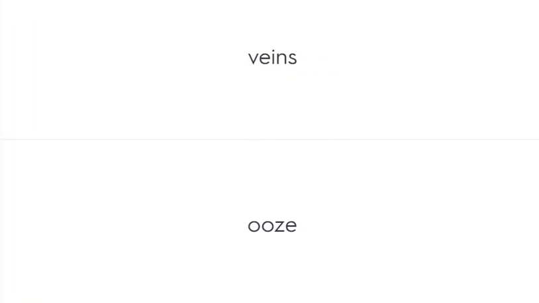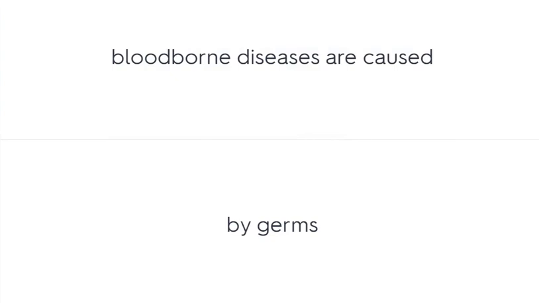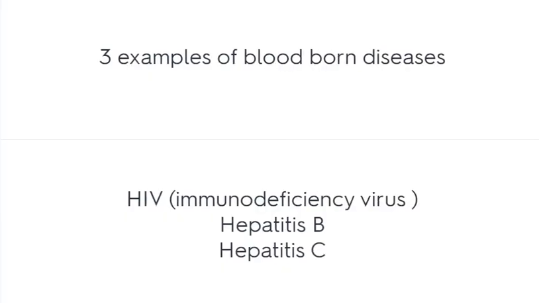Veins ooze. Arteries squirt. Bloodborne diseases are caused by germs. Three examples of bloodborne diseases: HIV, hepatitis B, hepatitis C.